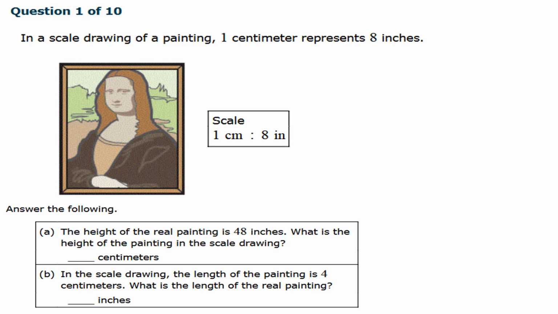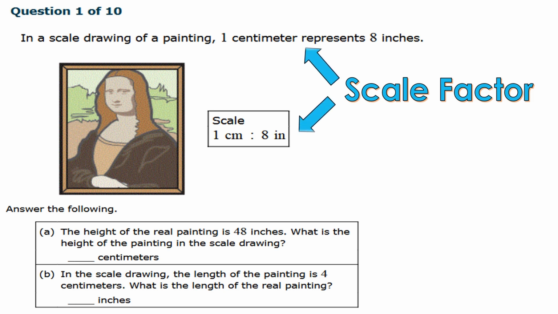In a scale drawing of a painting, 1 centimeter represents 8 inches. So you see the painting of the Mona Lisa here, and it has a scale of 1 centimeter to 8 inches. If you remember, we're talking about scale factor. What this means is we have a representation of two different sets of units, one representing the scale drawing and the other the actual painting. And if you also recall, it's scale model over actual object. That's how we're going to keep these things in line.